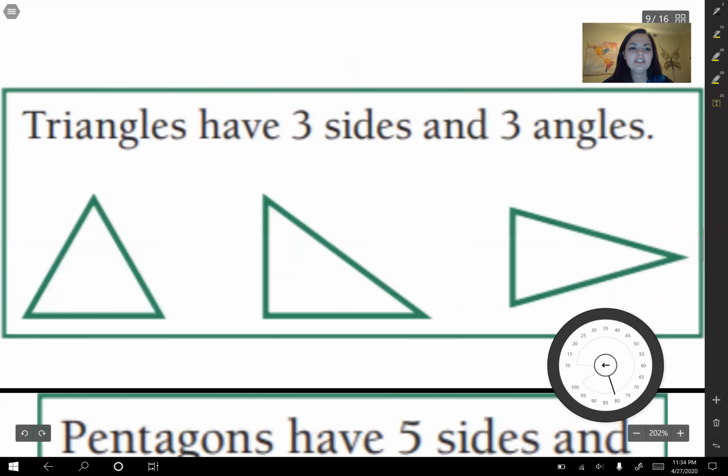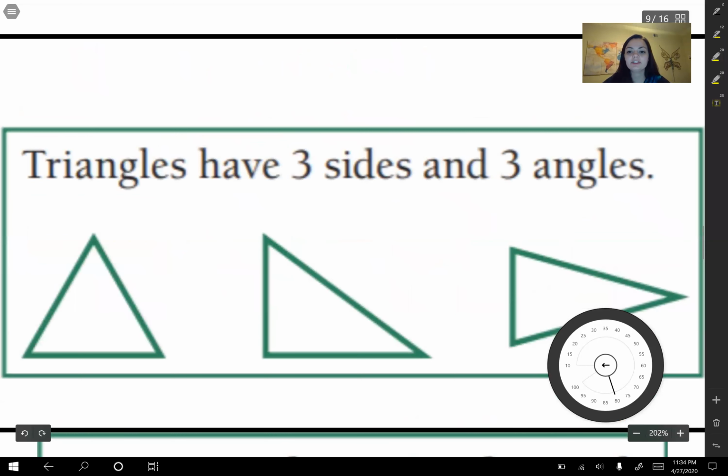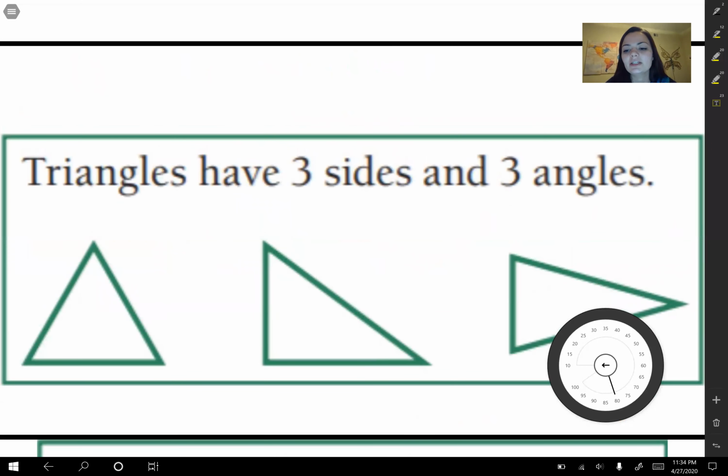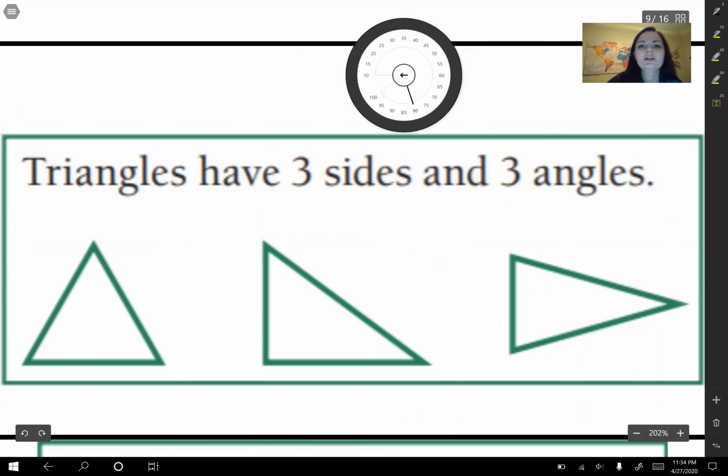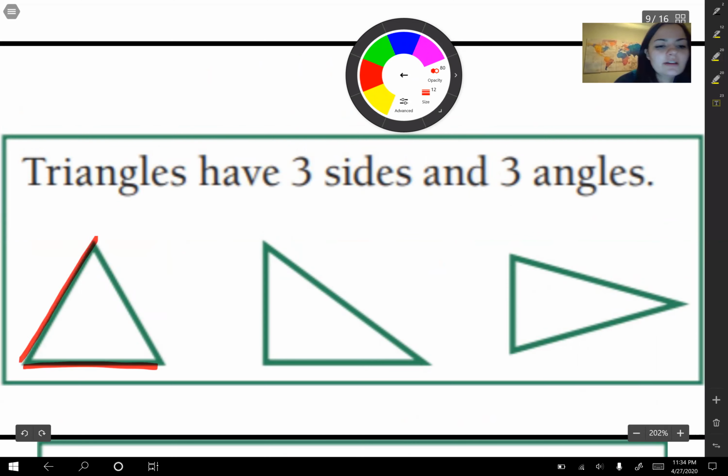So all of these have 3 sides, they're going to be triangles. But I do want to point out something important about triangles. I want you to look at all of these sides. We've got this side, and this side. Those sides look equal, but do all of these triangles look the same? And the answer is no, they don't all look the same. They don't all have equal side lengths.